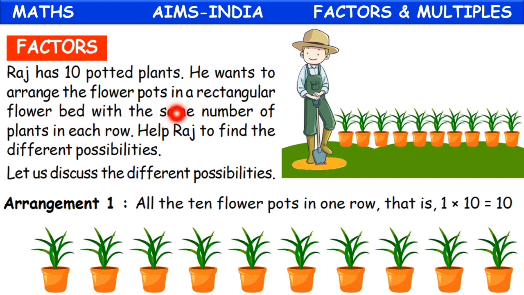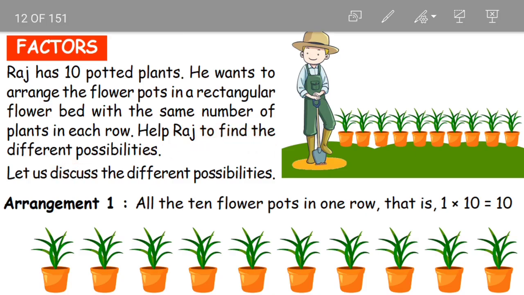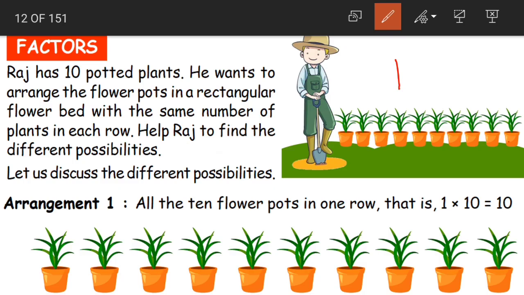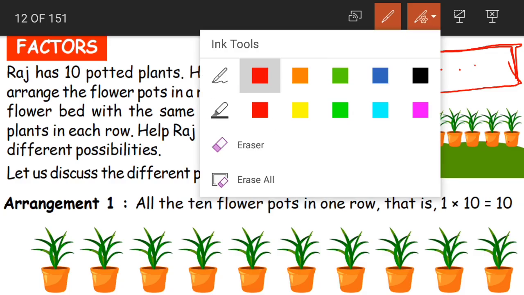Now Raj here has 10 potted plants. He wants to arrange the flower pots in a rectangular flower bed with the same number of plants in each row. Help Raj to find the different possibilities. You know the shape of a rectangle, right? In each row, there should be the same number of flower pots. Understood, children?